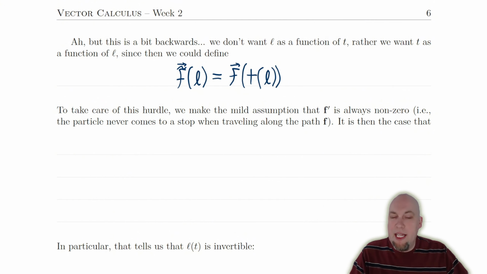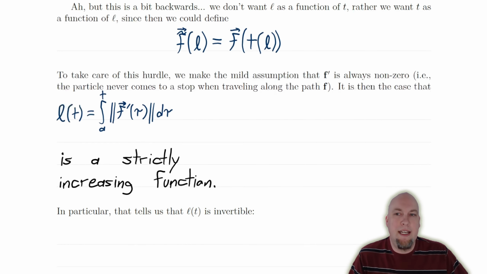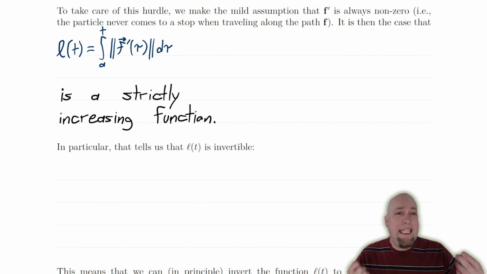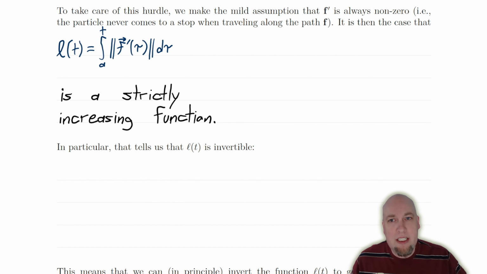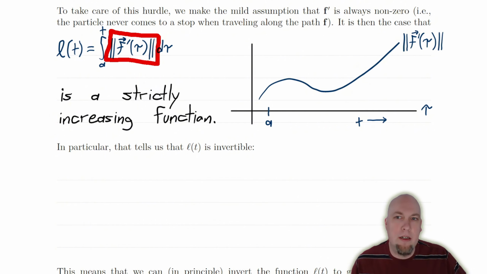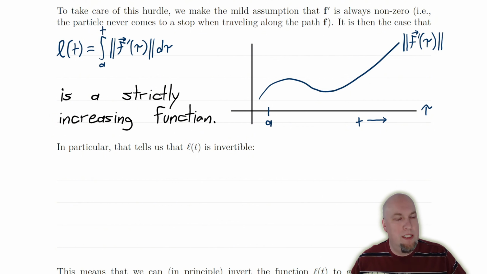Okay, and if that's true, great. How do I know that the function L is invertible? Well, the first thing that I'm going to notice is that this L function, as long as the speed is non-zero, is actually a strictly increasing function. And the reason for that is if I plot the integrand, this length of the velocity vector, well, I'm assuming that it's always non-zero. So in other words, if I plot it, it does not come down to the x-axis.